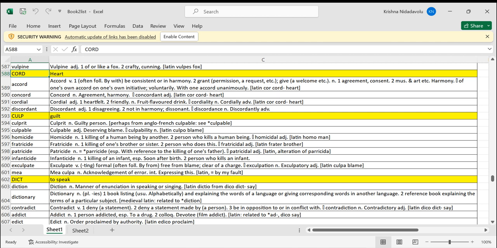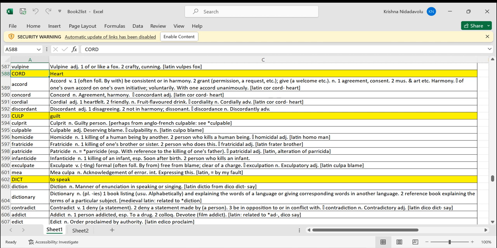We'll learn new words in a very scientific, very exciting way. We'll go to the roots. We'll understand the derivation. We'll understand the history. We'll take examples. We'll put them in context, etc.